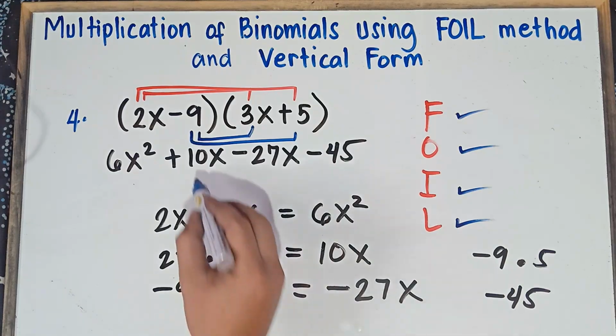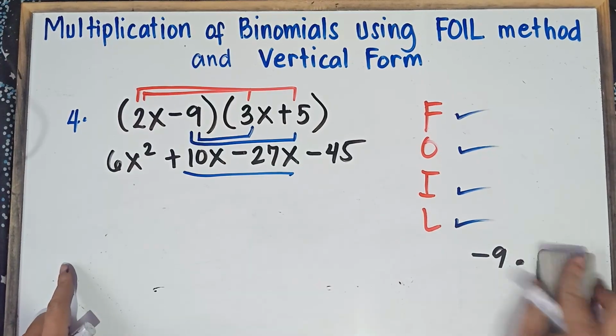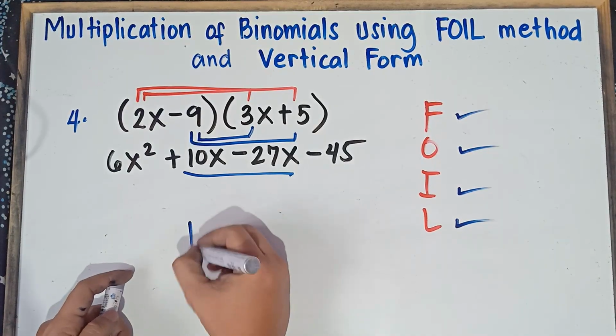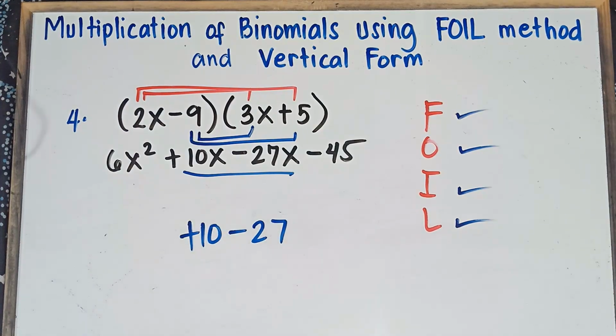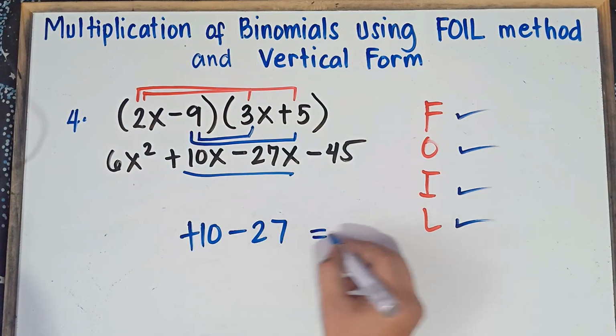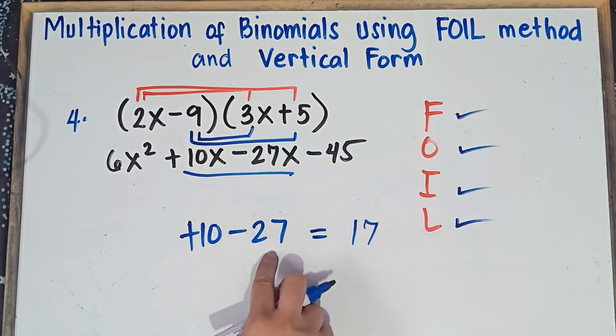Alright, and then simply combine like terms. Combine this one. So what would be the answer, class? Positive 10 and then negative 27. Do they have the same signs? Nope. Unlike signs, we have positive 10 and then negative 27. Now, if the signs are not the same, you subtract. 27 minus 10, that would be 17. Now, 27 is greater than 10. We copy the sign of 27. That would be negative 17.